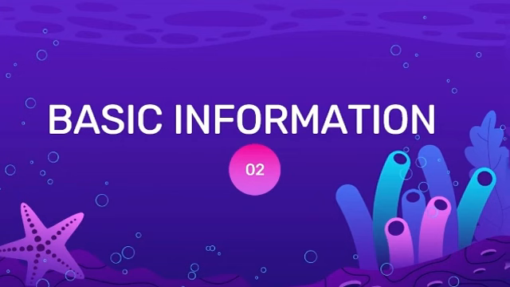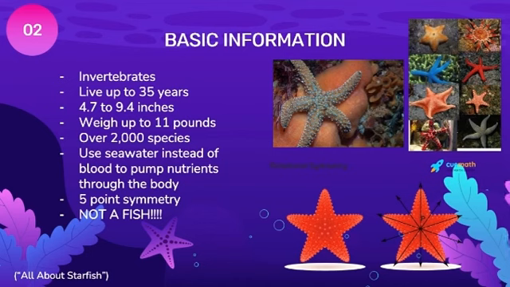So next I'm going to be talking about a little bit of basic information. Now that you know about the taxonomy of the sea star, we can talk a little bit more about common information that some of you may already know. Sea stars are invertebrates, which means they do not have a backbone. These species can live up to a whopping 35 years. They can range from being 4.7 to 9.4 inches and can weigh up to 11 pounds. There are over 2,000 species of sea stars that live in the oceans.